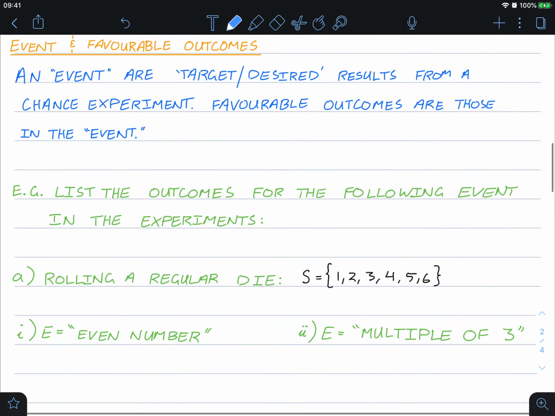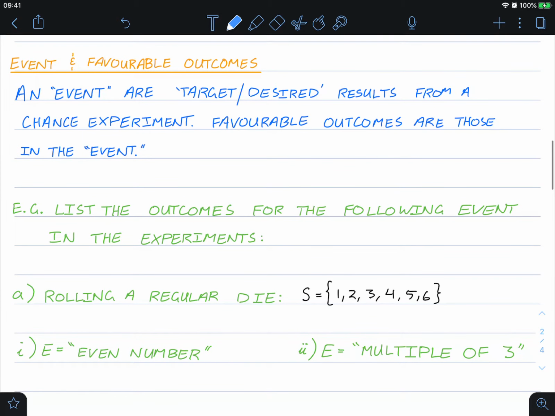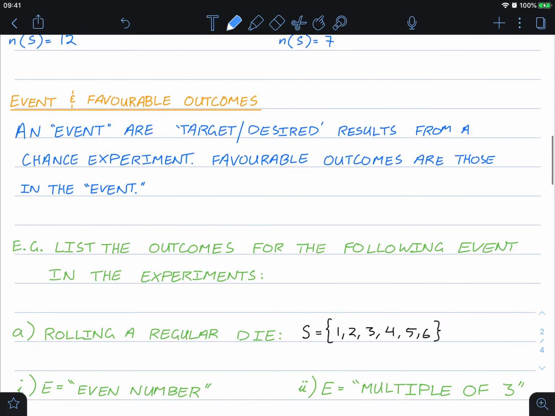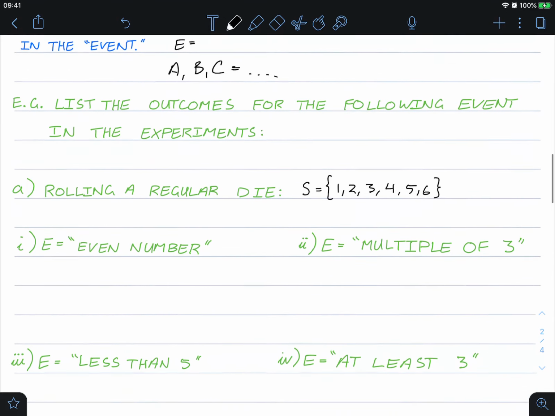Events and favorable outcomes. Events are targets or desired results from a chance experiment. Favorable outcomes are those inside of the event that we might specify. For this, you'll see the event is labeled as E equals and the thing that we want. We might also use, instead of E for event, event A, event B, event C, etc. You'll see an example of this here.